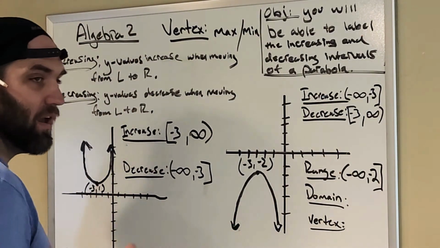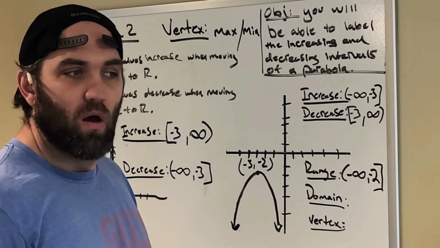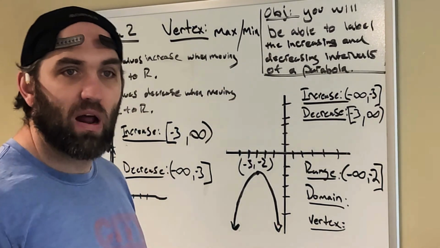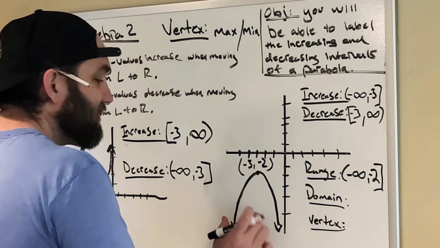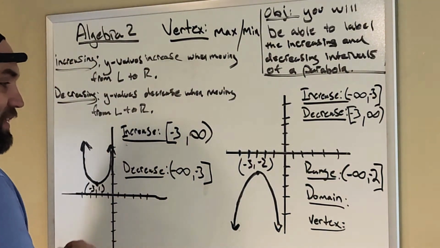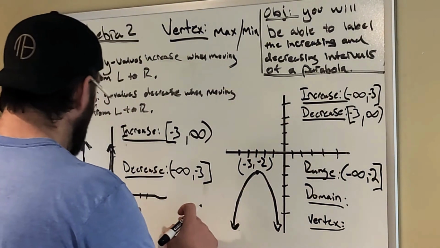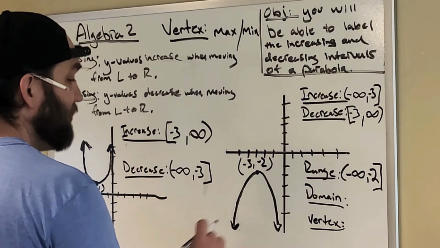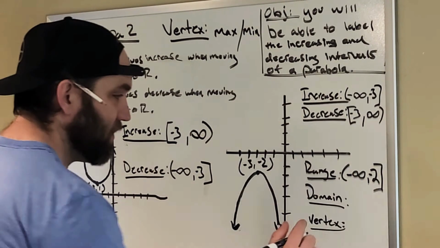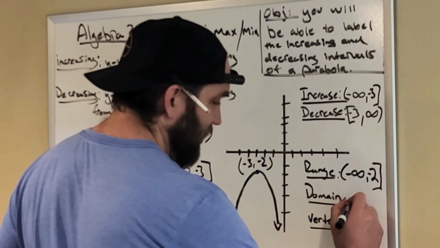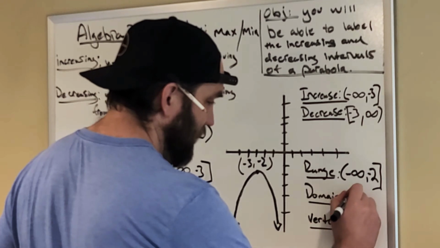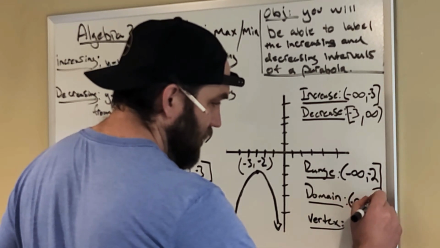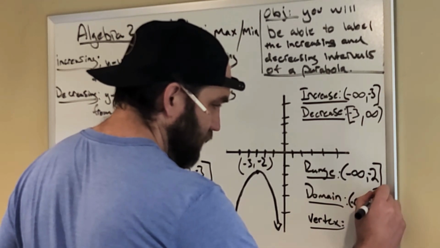Then domain, I'm moving from left to right. As I said, the domain of most parabolas, or pretty much all parabolas, is going to be negative infinity to positive infinity because we're moving from all the values to the left, where we got arrows going to the left, to all the values to the right. So we go negative infinity to positive infinity.